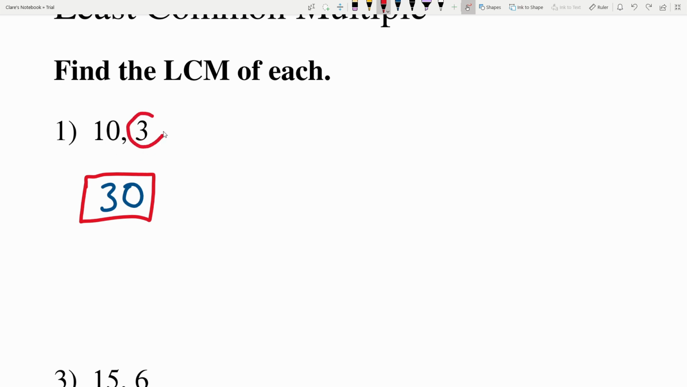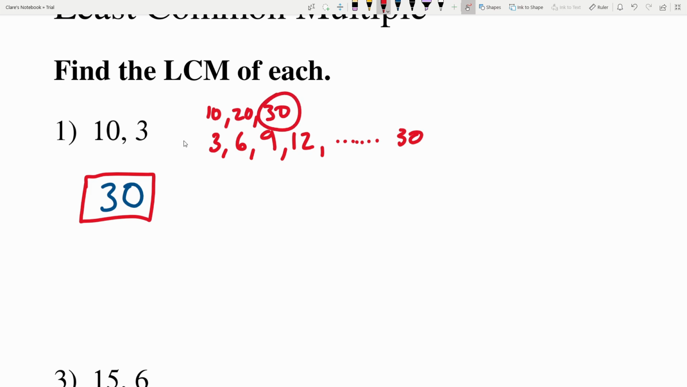Now, if I started with a smaller number, I would have had to list out those multiples. So 3 times 1 is 3, 3 times 2 is 6, 3 times 3 is 9, 3 times 4 is 12, and so on, all the way up until I got to 30. However, for 10, all I had to do was list out 10, 20, and 30, and then I could see that 3 divides 30. So that's why I like to start with the larger number. But even if you start with the smaller number, we'll get the same answer.